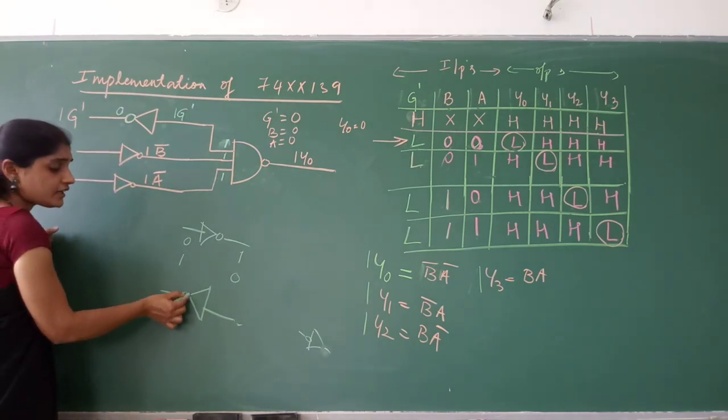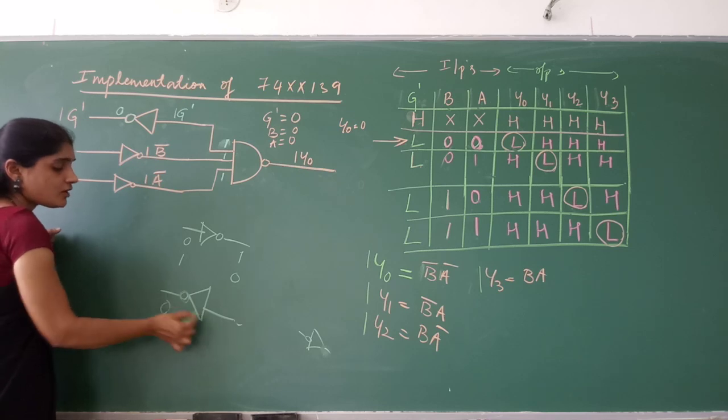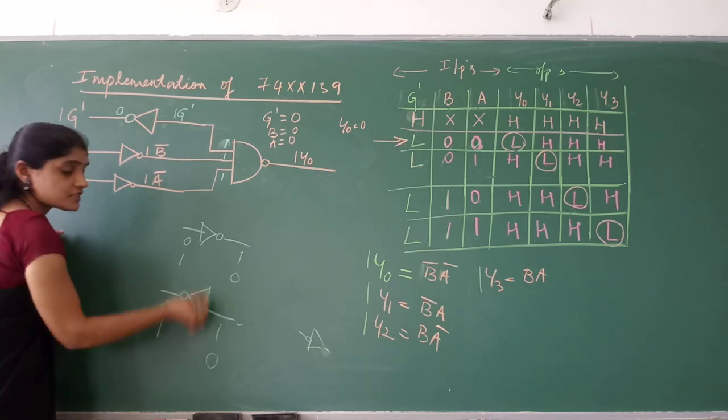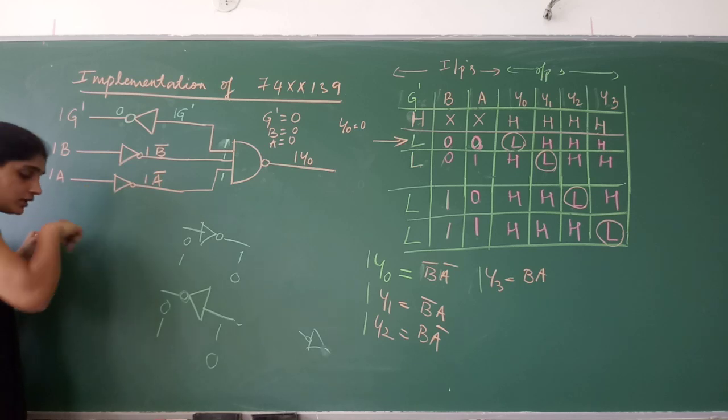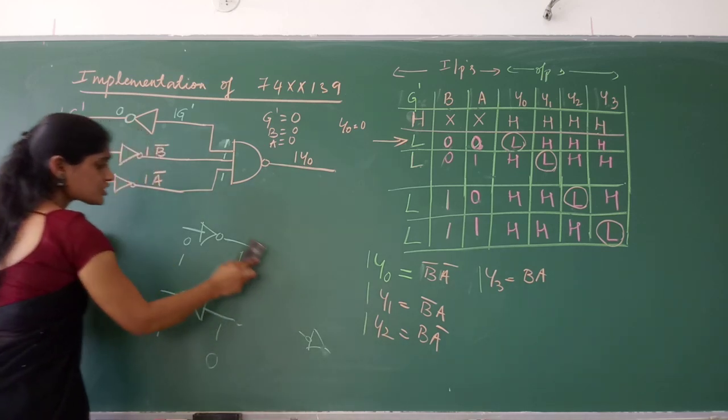This indicates that the input is active low. So if the input is 0, the output is 1. If the input is 1, the output is 0. This is how this gate is going to work, just like your NOT gate.